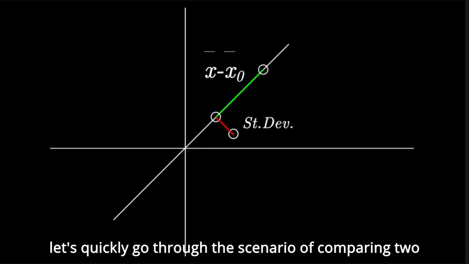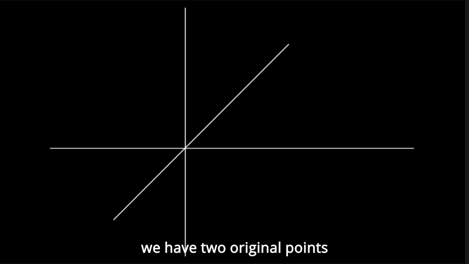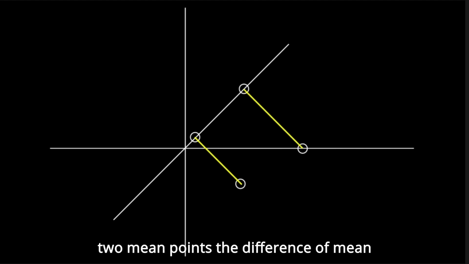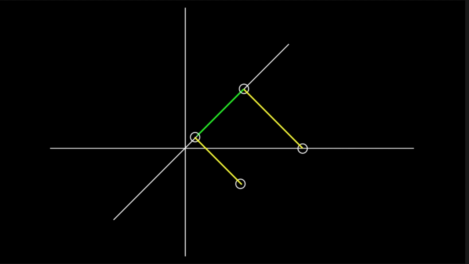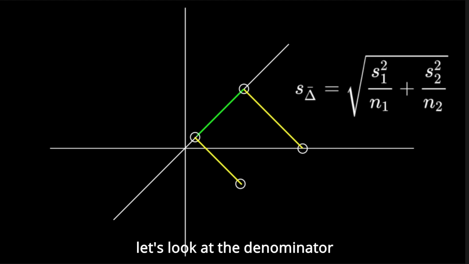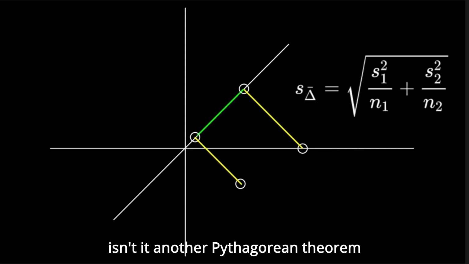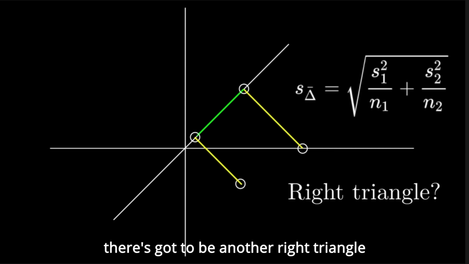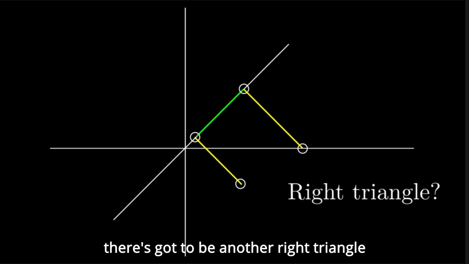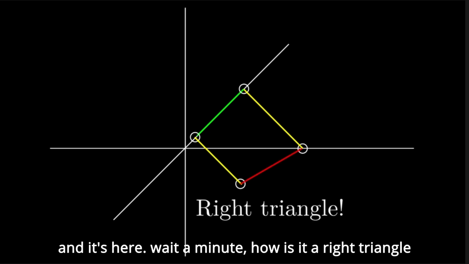Let's quickly go through the scenario of comparing two samples. We have two original points, two mean points, the difference of mean, and two standard deviations. Let's look at the denominator. It is square root of sum of squares. Isn't it another Pythagorean theorem? There's got to be another right triangle. And it's here. Wait a minute, how is it a right triangle?